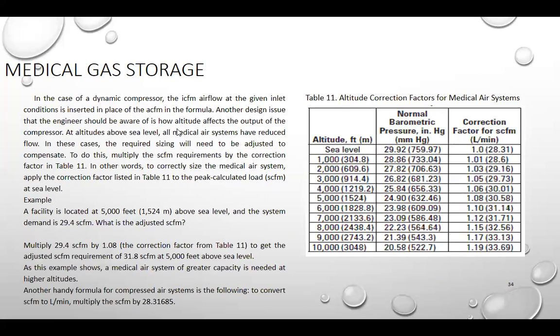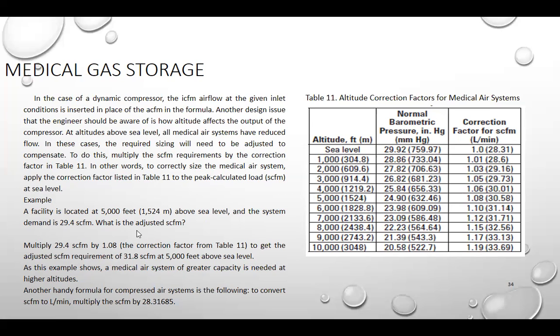Another design issue that the engineer should be aware of is how altitude affects the output of the compressor. At altitudes above sea level, all medical air systems have reduced flow. In these cases, the required sizing will need to be adjusted to compensate. To do this, multiply the SCFM by the correction factor in table 11. Yan. Ito yung correction factor. In other words, to correctly size the medical air system, apply the correction factor listed in table 11 to the peak calculated SCFM at sea level.